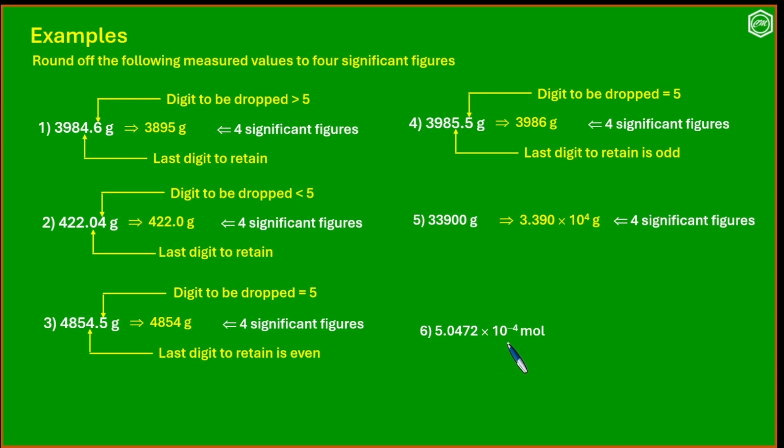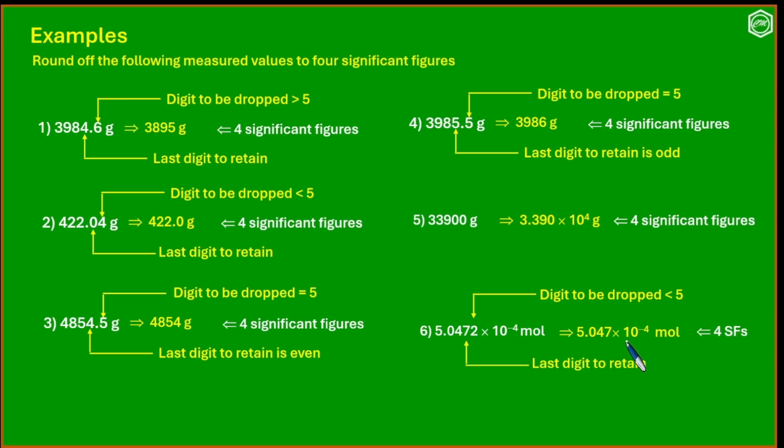Another example is 5.0472 into 10 raised to minus 4 mole. There are 5 significant figures. So the last digit to be retained is 7 and the digit to be dropped is 2. So the last digit remains the same. So the round off value will be 5.047 into 10 raised to minus 4 mole. 4 significant figures are there.